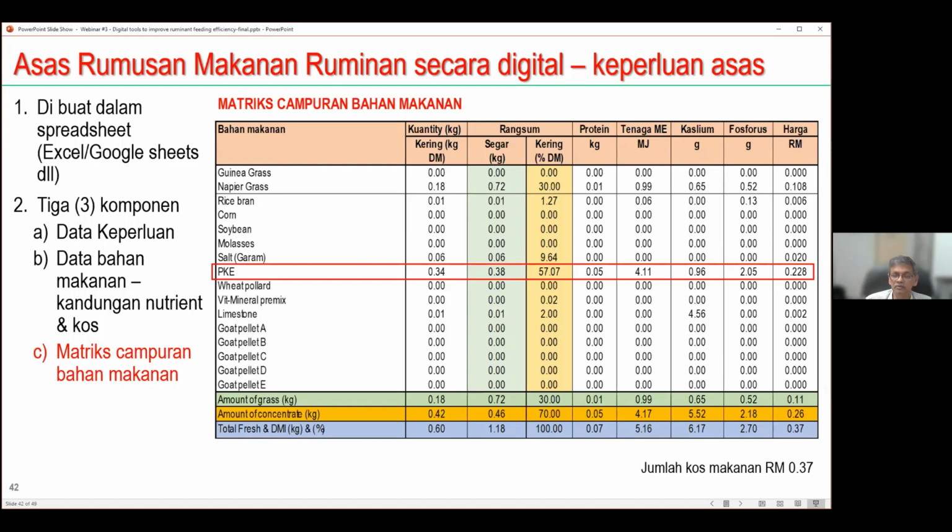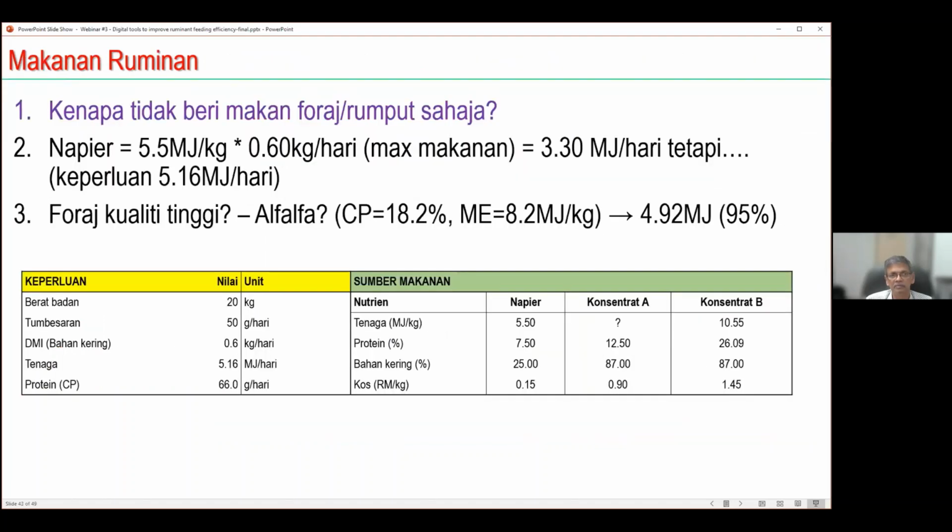So ada juga tanya, kenapa kita tak boleh bagi forage saja? Why overseas dia orang semua bagi forage, no problem. Kita nak bagi forage, problem. So I just give you a simple calculation. Napier kita punya energy is 5.5 megajoule. Dan animal ni bila dia makan, dia ada limit. Dia makan only about 0.6 kg based on limit intake.